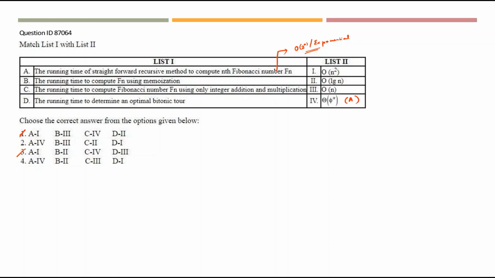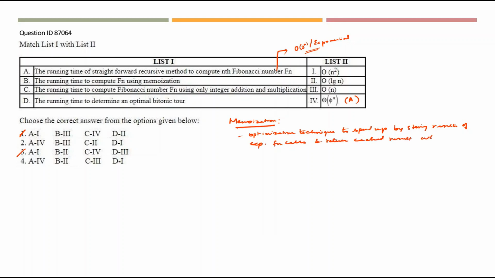Next, the running time to compute Fn using memoization. So what is memoization? It's an optimization technique to speed up by storing results of expensive function calls and return the cached result when the same inputs occur again. So when we use memoization, the running time will be reduced. From this we can say B will be mapping to 3. So A4 and B3, we will even rule out 4. So option number 2 will be the right answer.